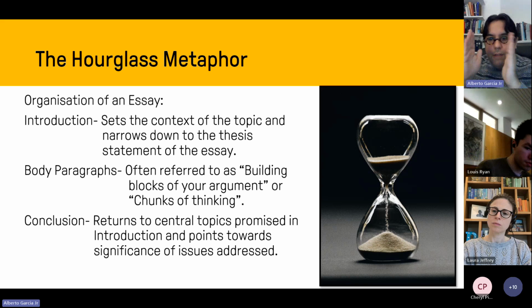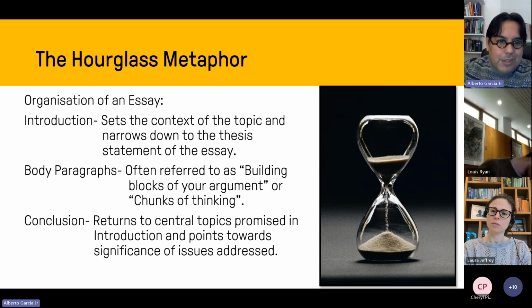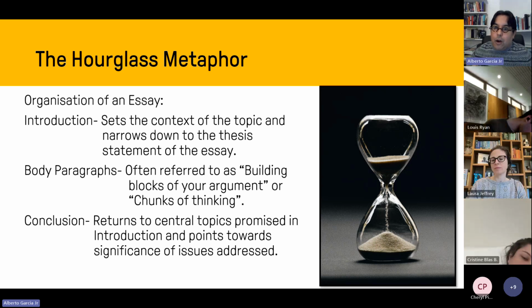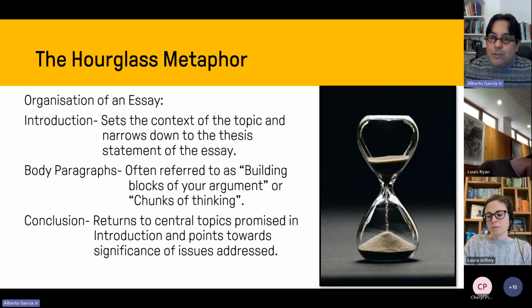Then you have the body paragraphs, and this is that thinner spot here, and they often work as what we call building blocks of your argument, or as Inger Mewburn often references them, chunks of thinking. And it's really here in your writing where it focuses on your argument. Essentially, what the paragraphs are meant to do is help your reader see the development of your argument in a logical, structured manner.